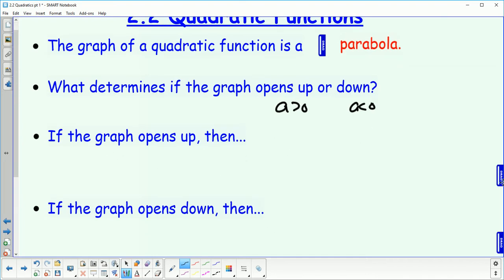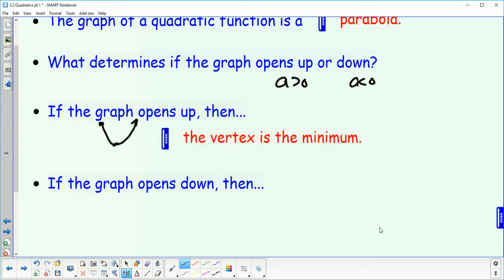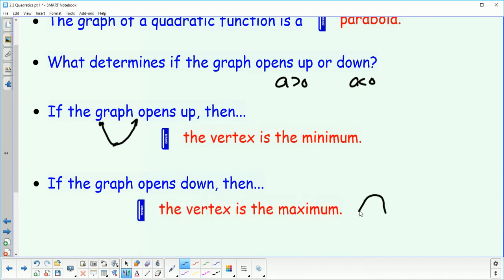So if the graph opens up, then its vertex is going to be called the minimum. And if you think about that, remember the graph is going to be some parabola like that, which makes sense because our vertex will be our lowest point. And then the converse of that is if it opens down, then the vertex is the maximum, which makes sense. If you think about your graph again, it's going to open down like that, going off to infinity each direction, and then our vertex would be the maximum, or the highest point.